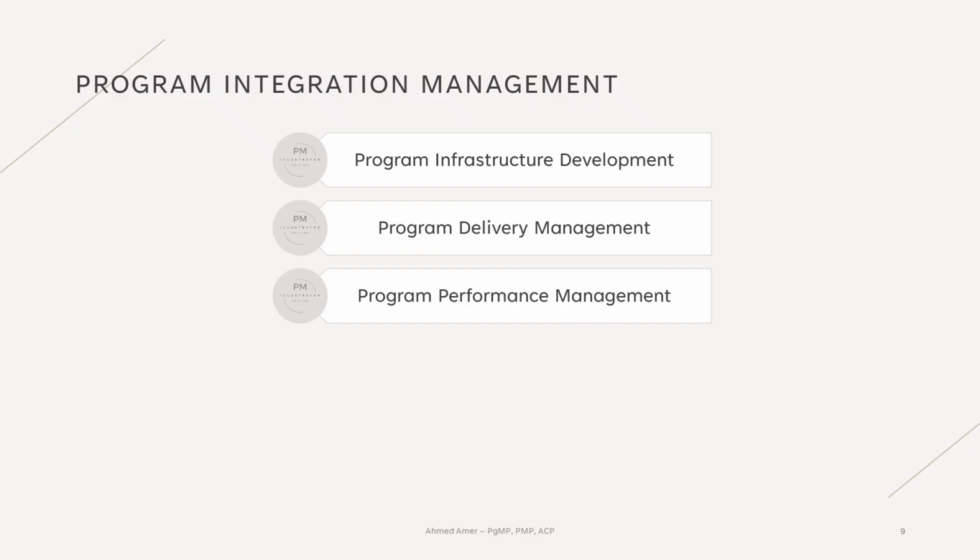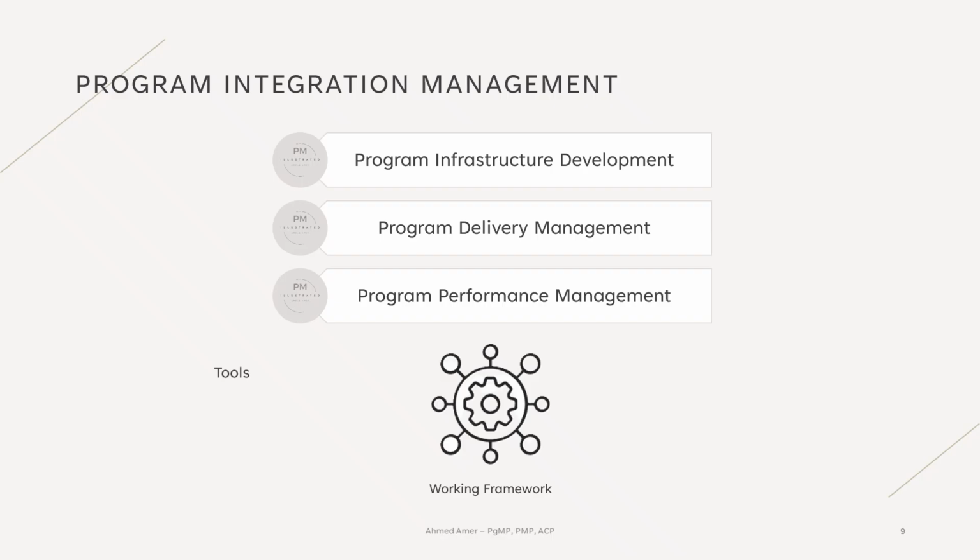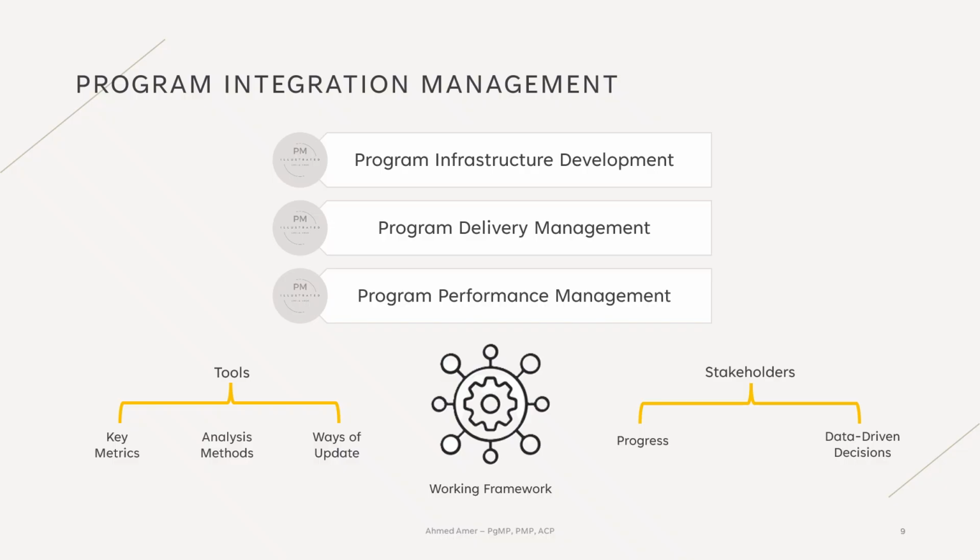Performance management is all about establishing a working framework to keep tabs on how a program is doing. This process starts with designing the right tools like key metrics, analysis methods, and which ways to share updates. Accordingly, stakeholders can clearly track progress toward program goals and baselines. This setup empowers data-driven decisions for better program governance.